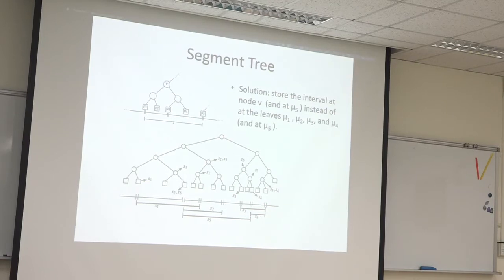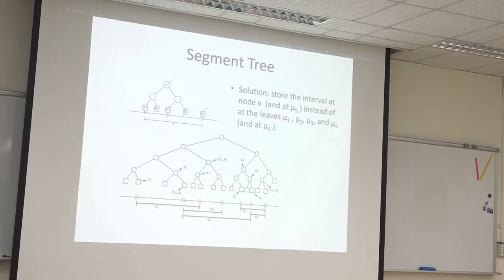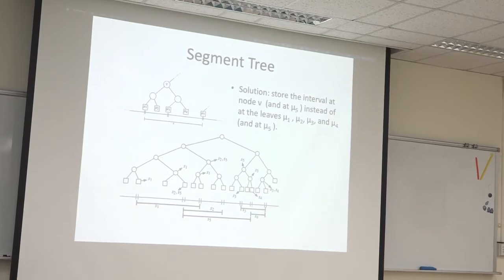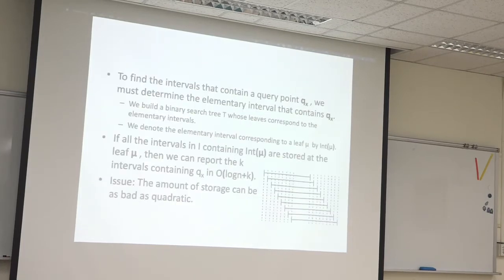If not, then we go down to one of its children, the one which contains QX in its interval. So you can see that in the query algorithm, the node V, starting from the beginning, must include QX as part of its associated interval.